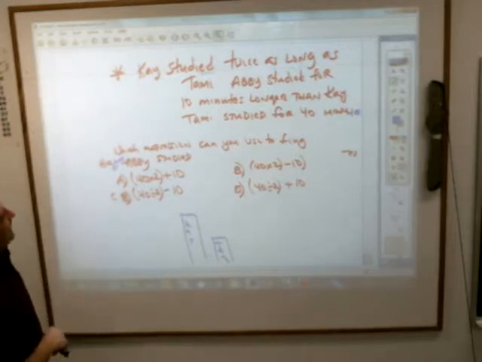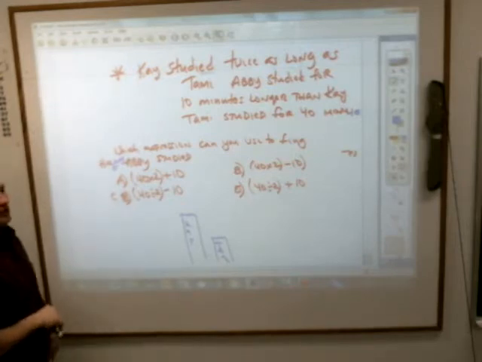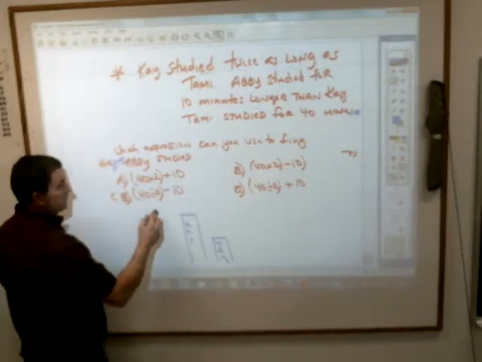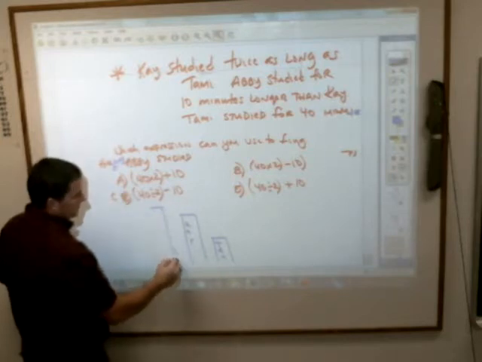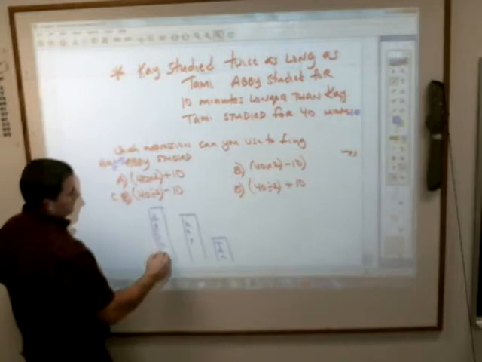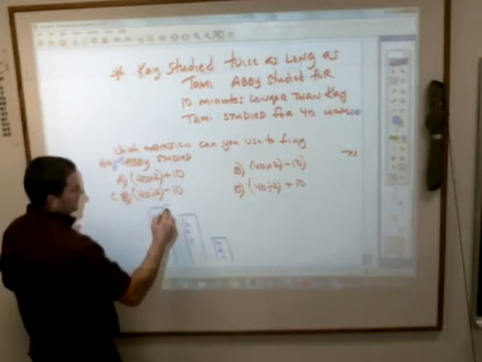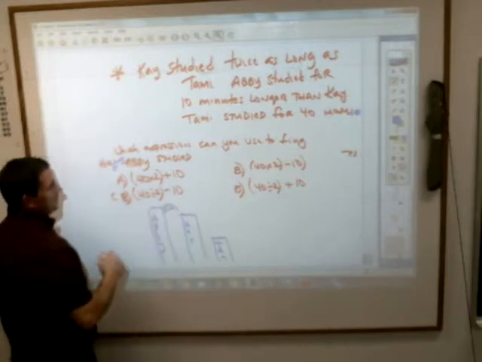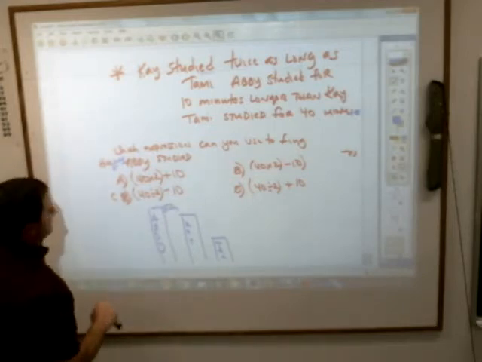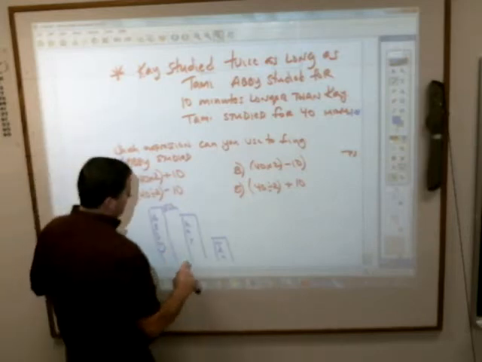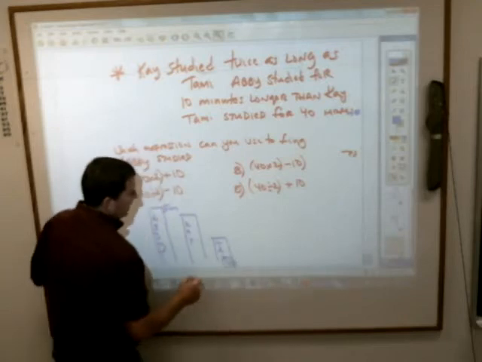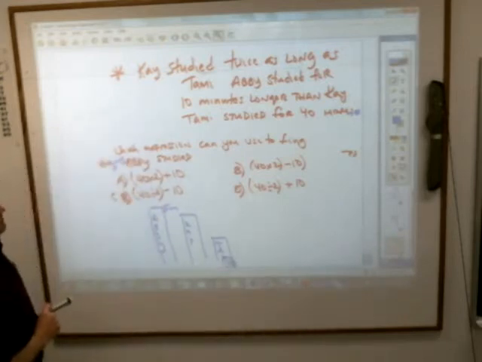Okay? Abby studied for 10 minutes longer than Kay. So what's Abby going to look like? She's going to be taller than Kay by 10 minutes. So we know how they relate here. I can put my little 10 minutes here because that's the difference. Now let's figure out how much they all studied. If Tammy studied for 40 minutes, we should be able to figure out how much everybody else studied.